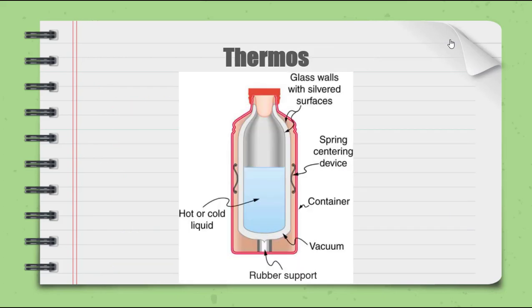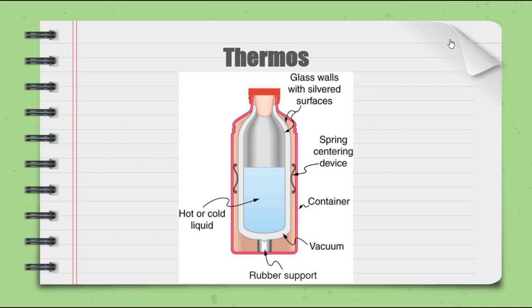A thermos is an excellent example to look at, because a thermos can keep things both hot and cold for a very extended period of time. Well, how does it do that? Well, if we take a look inside here, the key thing to look at is the vacuum. In a vacuum, it's very, very difficult to transfer thermal energy.